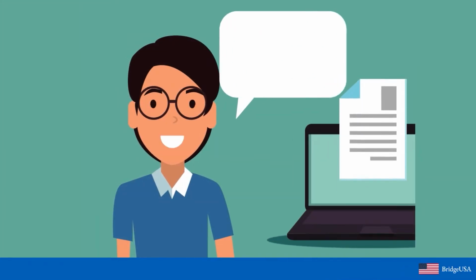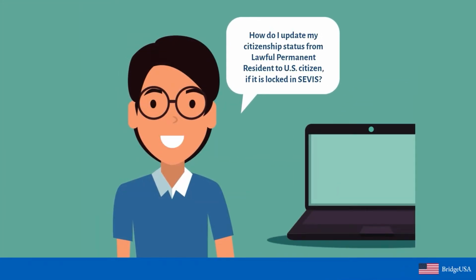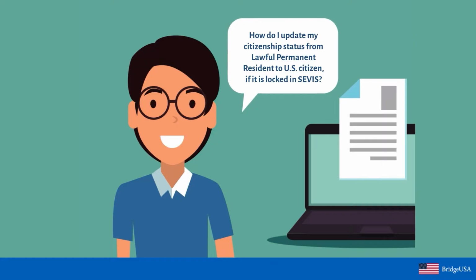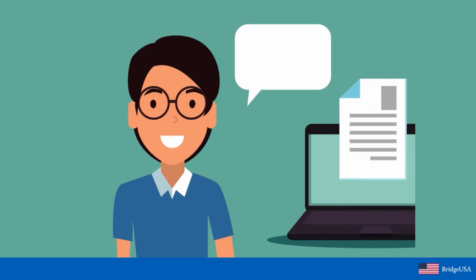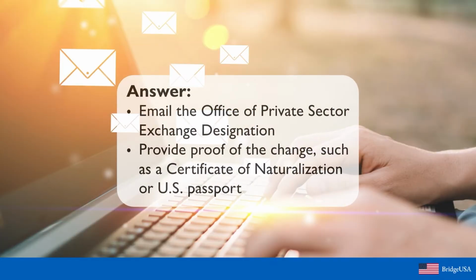How do I update my citizenship status from lawful permanent resident to U.S. citizen if it is locked in SEVIS? Email the category-specific mailbox in the Office of Private Sector Exchange Designation. You must provide proof of the change, such as a certificate of naturalization or U.S. passport.